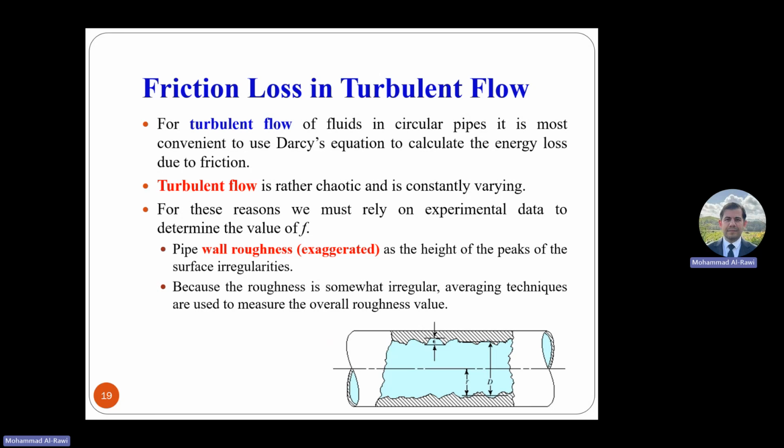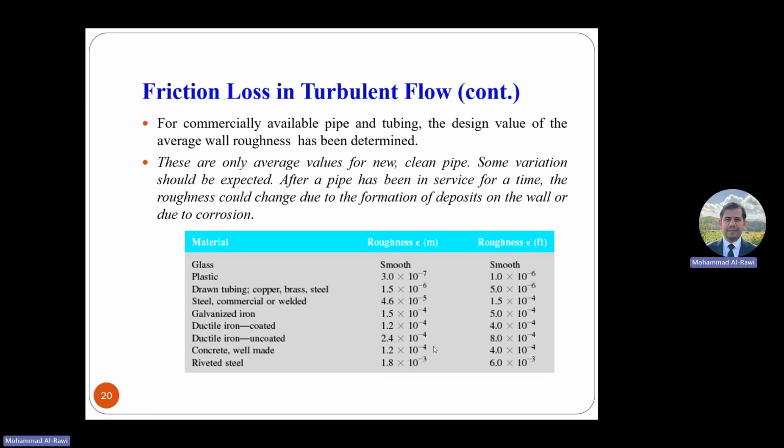And the reason for that is because we need to take into account the wall roughness of the pipe, the inside surface of the pipe, as the height of the peaks of the surface irregularity. If you can see, the surface of the pipe is not really smooth. And because the roughness is somewhat irregular, varying techniques are used to measure the overall roughness value, which you can see in the Moody chart. So you have D divided by E, or in some textbooks E divided by D, but you must have the same units of dimensions, so they can be a ratio.